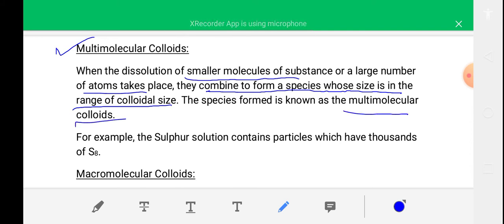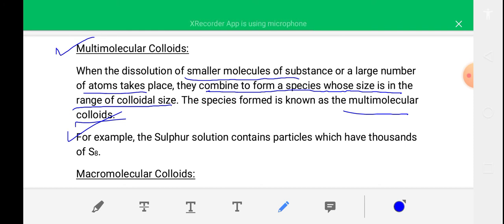Multimolecular means many molecules or atoms combined together to form a large molecule whose size is in the range of colloidal size. For example, sulfur sol contains particles which have thousands of S8 molecules. So sulfur sol is an example of a multimolecular colloid.